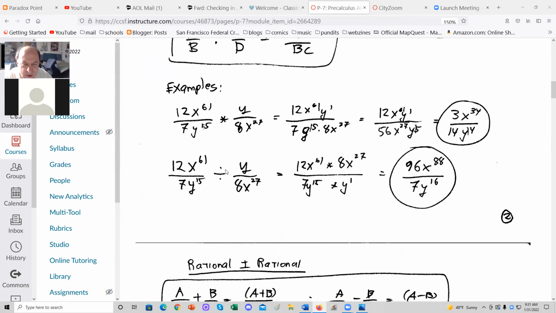You have the same two expressions, only divided this time. 12x to the 61 over 7y to the 15th divided by y over 8x to the 27th. Okay, what we do is we flip this upside down and multiply across. So you get 12x to the 61 times 8x to the 27th in the numerator, all divided by 7y to the 15th times y.